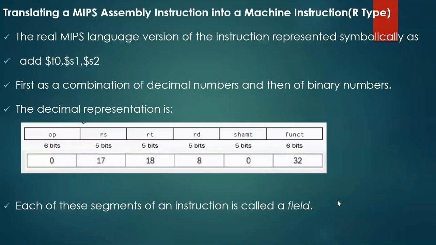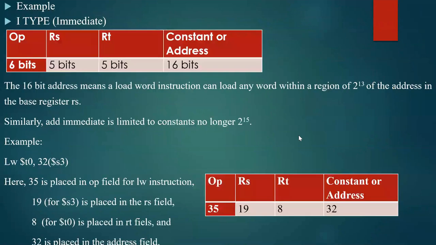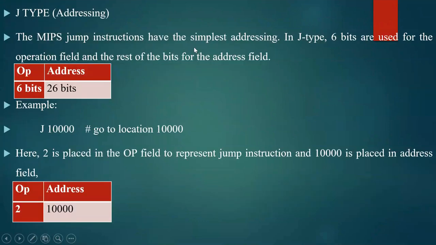In the R type we have all six fields: the opcode, destination register, two source registers, shift amount and function, totaling 32 bits. If you take the I type, you have only four fields: opcode, destination, source, and the remaining 16 bits for a constant or address. Same for the J type. The J type has only two fields: one is the opcode, the next is the address. The opcode is 6 bits and the address is 26 bits.